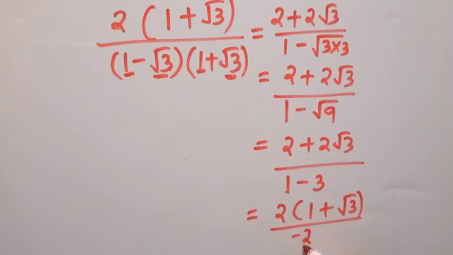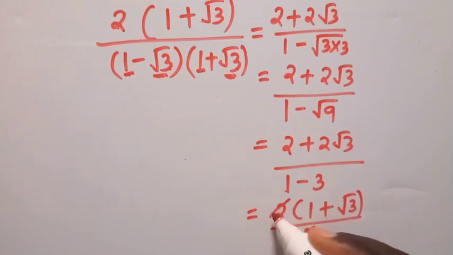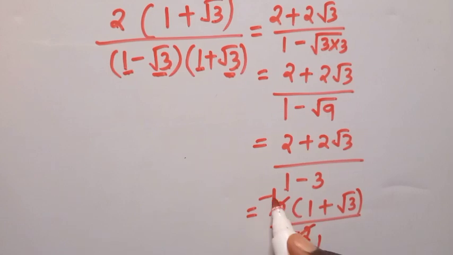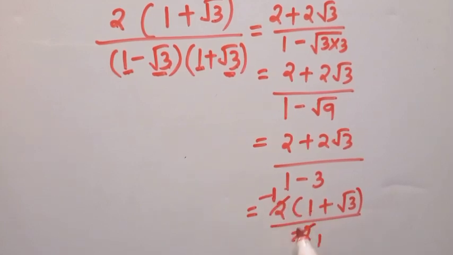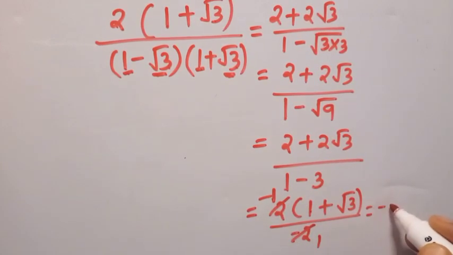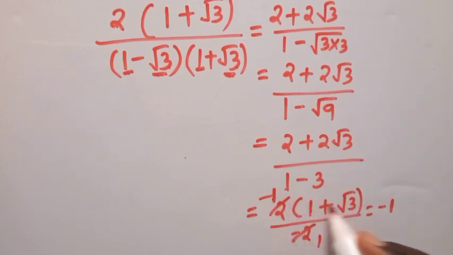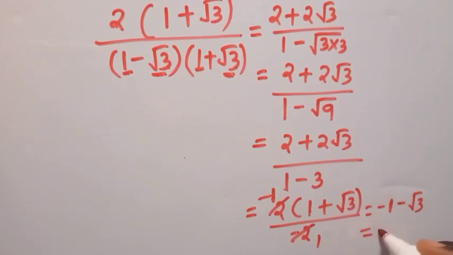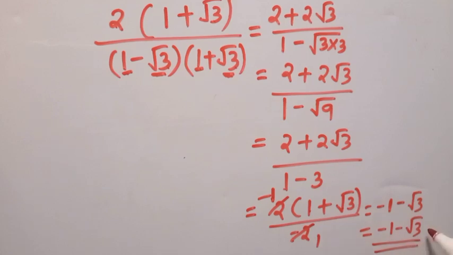Now, if we simplify this, dividing by negative 2, 2 divided by negative 2 is negative 1. We shall have negative 1 times 1, which is negative 1. Then negative 1 times positive root 3 will be negative root 3. Therefore, our final answer will be negative 1 minus root 3, and that is the final answer that we obtain.